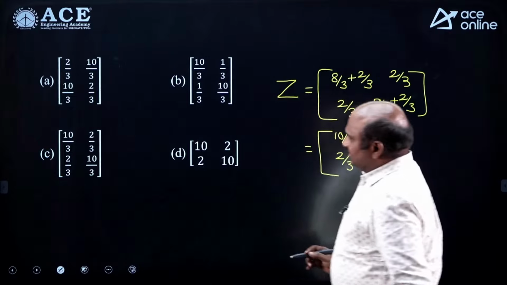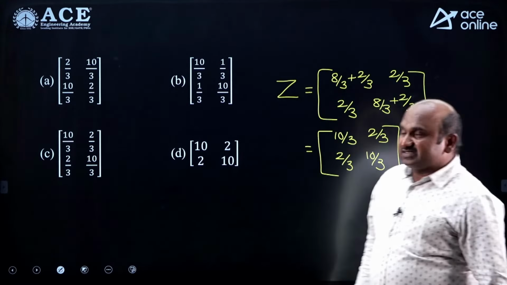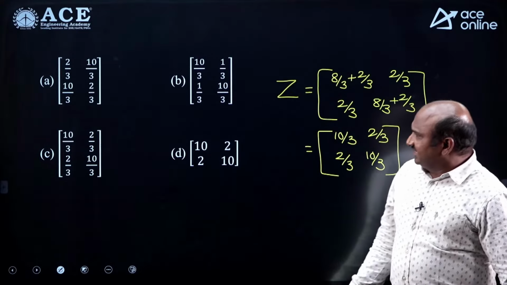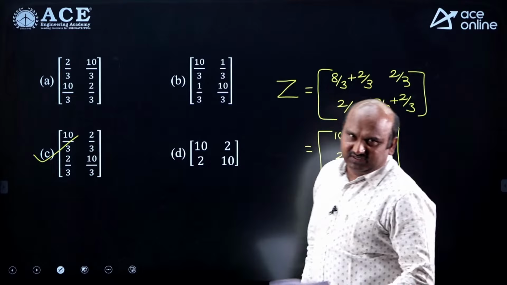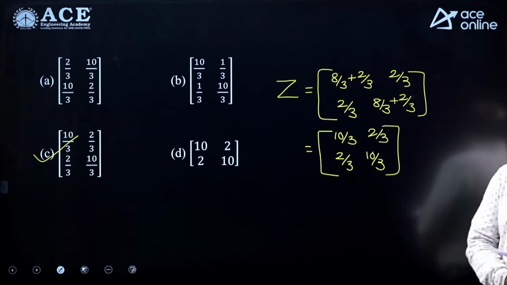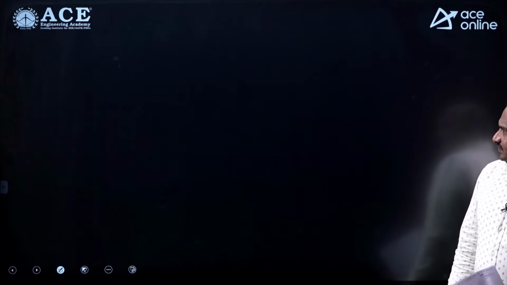As per the given options, all are having reciprocal and symmetric, but as per the calculation, I can say that option C is the correct one. Option C is the correct one. This question is MCQ under 1 mark question. Let me take the next one.